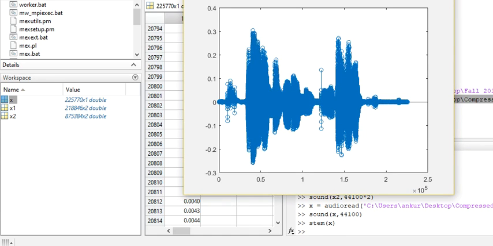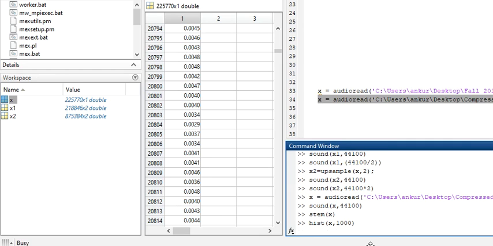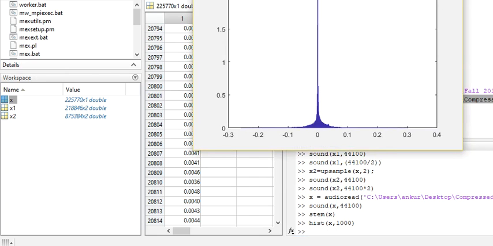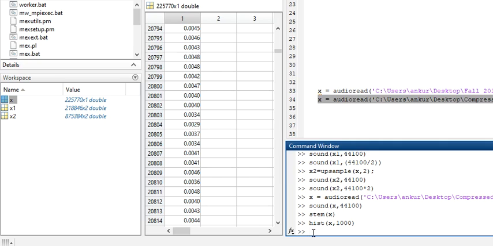And to get a better understanding of how the distribution is, let me plot a histogram of this sample. So let's say there are 1,000 bins. Yeah, so this is how the distribution of my speech is, and it's highly localized at 0, and it falls off sharply at the edges. So it kind of resembles a Laplacian distribution, and I'll come to that in a minute.